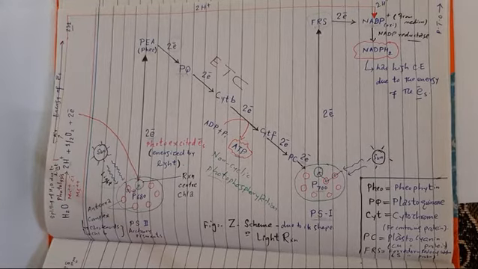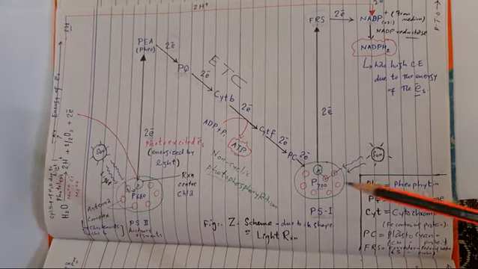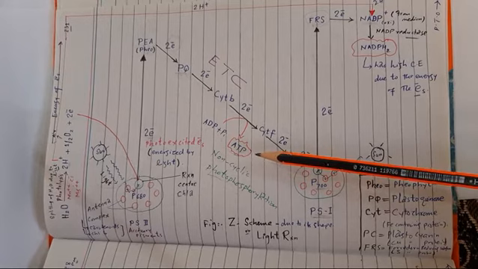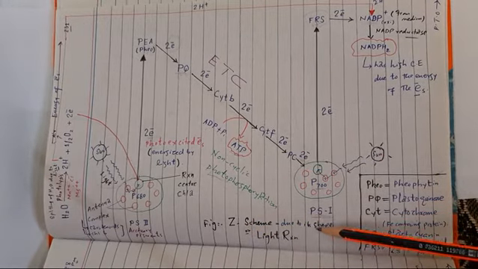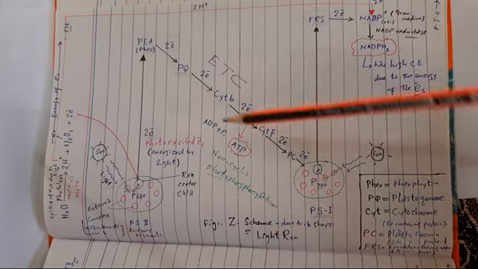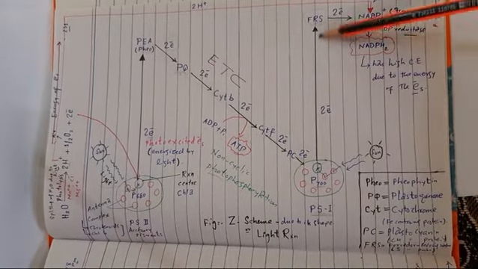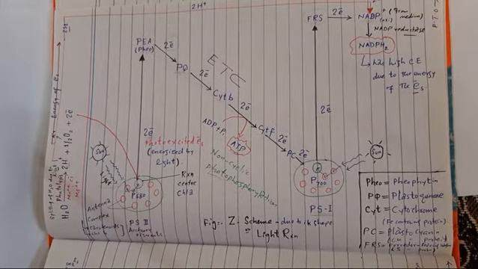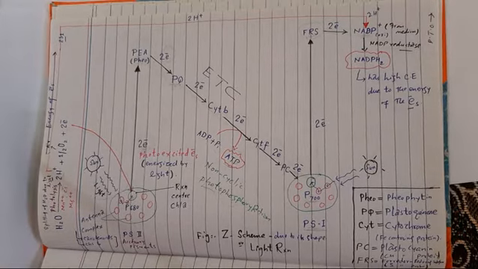And this non-cyclic electron transport of the light reaction is also called Z scheme due to its shape. Look into its Z shape. Due to its shape, this non-cyclic electron transport is also known as Z scheme, right? So at the end, I will again revise it for you briefly.